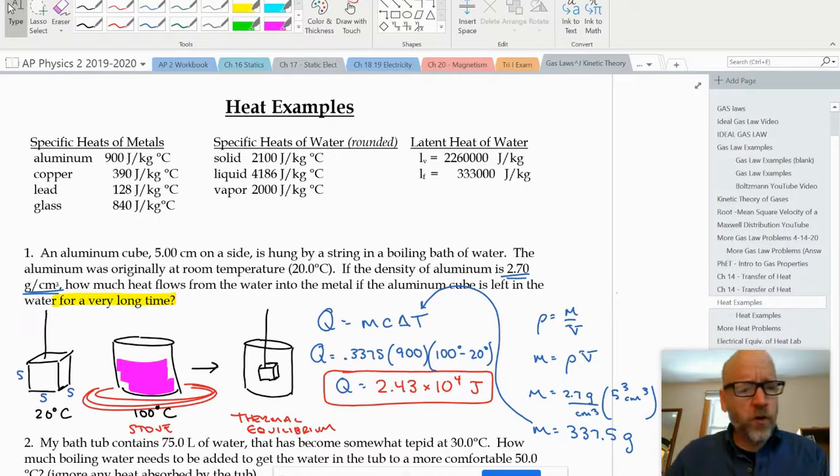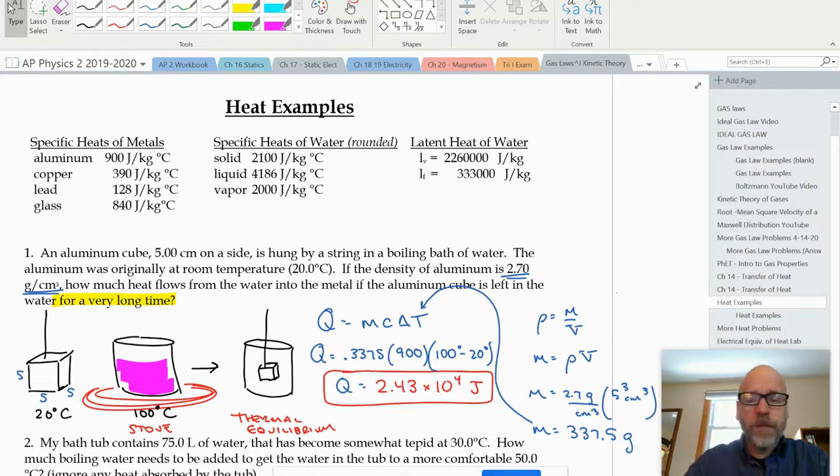An aluminum cube, 5 centimeters on a side, is hung by a string in a boiling bath of water. The aluminum was originally at room temperature. If the density of aluminum is 2.70 grams per centimeter cubed, how much heat flows from the water into the metal if the aluminum cube is left in the water for a very long time?